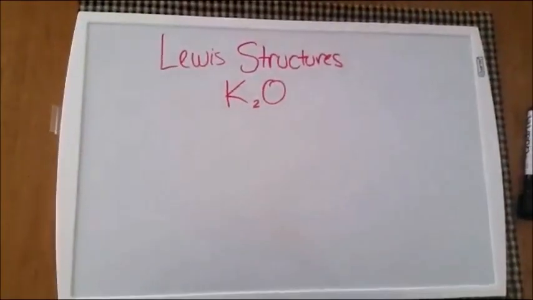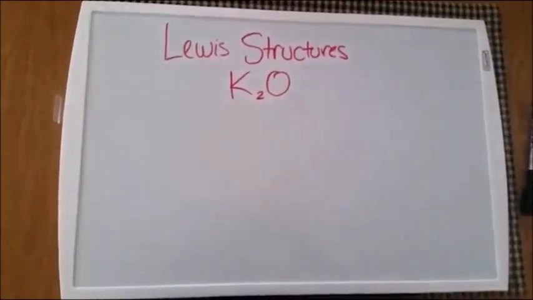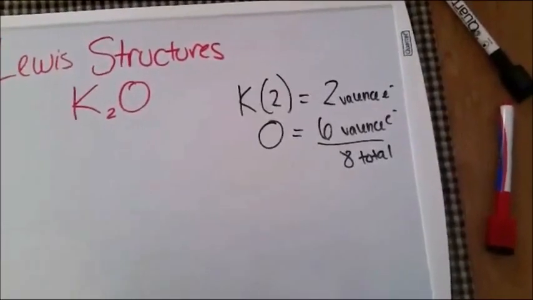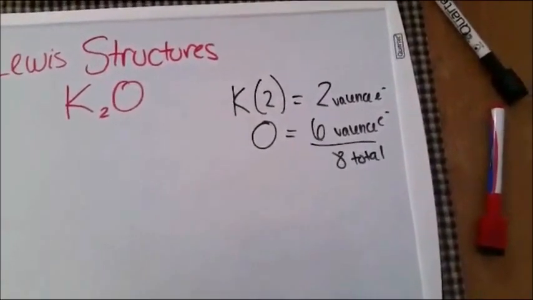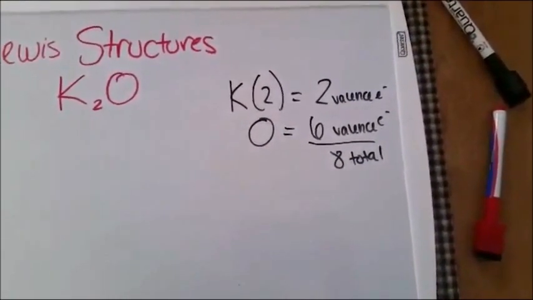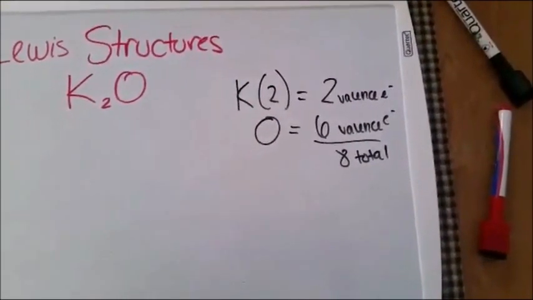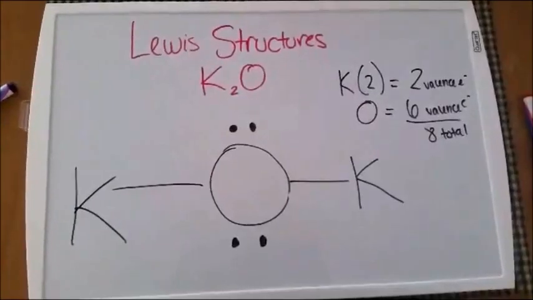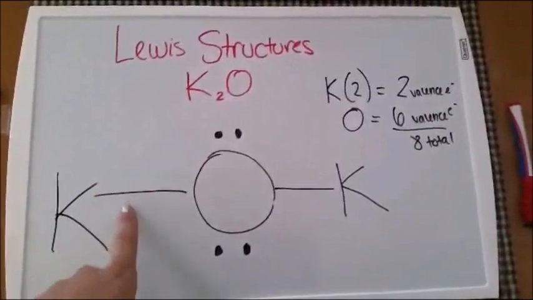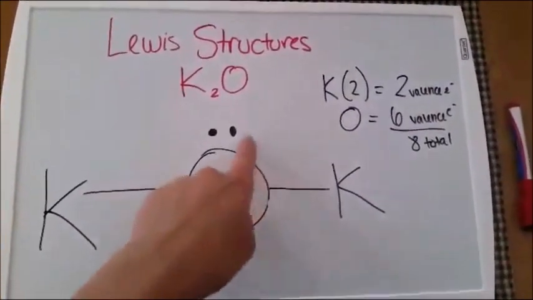I'm going to draw a Lewis structure of a common potassium compound called potassium oxide. So here I wanted to explain that potassium has a total of 2 valence electrons and oxygen has 6 valence electrons. So that's going to be a total of 8 that are going to be drawn. So this is what the Lewis structure for potassium oxide would look like. It'd be 2, 4, 6, 8 electrons.